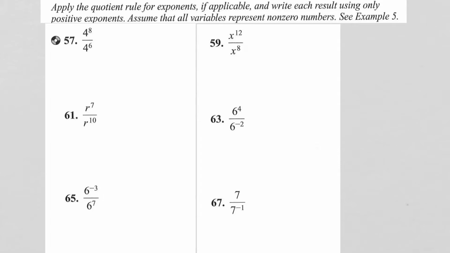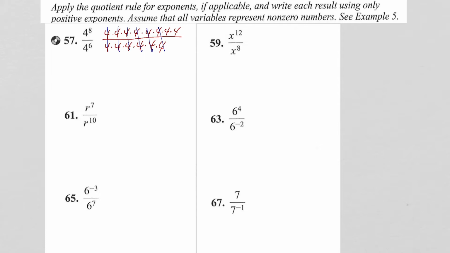Okay, a common mistake on this would be to divide those 4s out and get 1. But this is a base, and so the base doesn't change. All you're doing is subtracting the exponents. And really, the reason that works is 4 to the 8th is 4 times 4 times 4, 5, 6, 7, 8 over 4 to the 6 is 1, 2, 3, 4, 5, 6. And then you're going to cancel. These cancel, cancel, cancel, cancel, cancel, cancel, and you're left with 4 to the 2nd power.